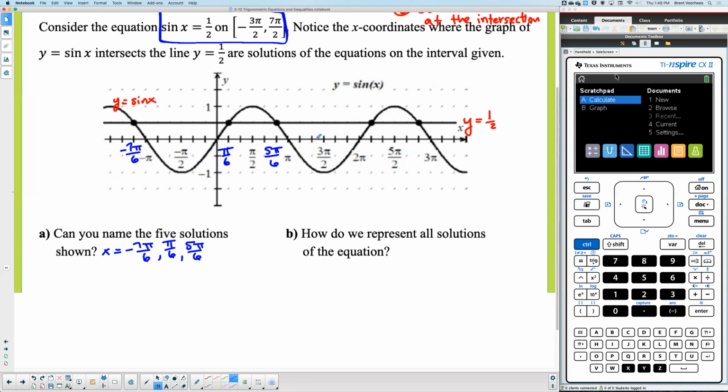That's 6, 7, 8, 9, 10, 11, 12, 13 pi over 6. 13 pi over 6 is our fourth solution. And y'all tell me, what's the very last one? 17 pi over 6.